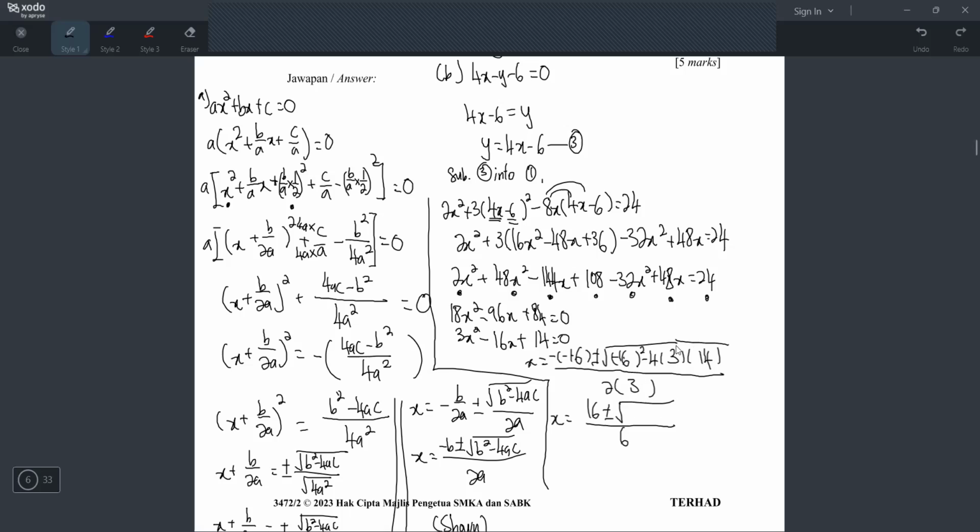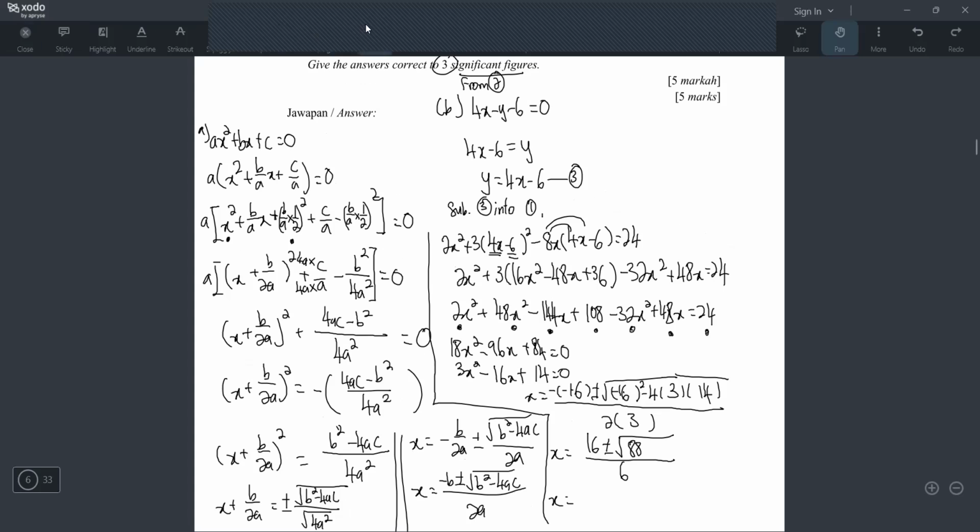Now inside here, I will put the whole thing into the calculator: 16 squared minus 4 times 3 times 14. My calculator gives me 88. So now I will get two answers definitely. The first answer will be 16 plus square root 88, equals first, and then divide by 6. My calculator gives me 4.23, but they say 3 significant figures, so I will just write 4.23.